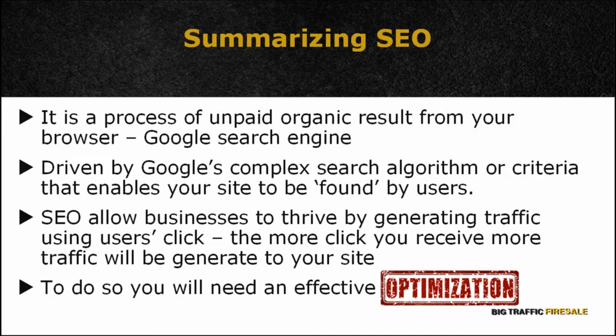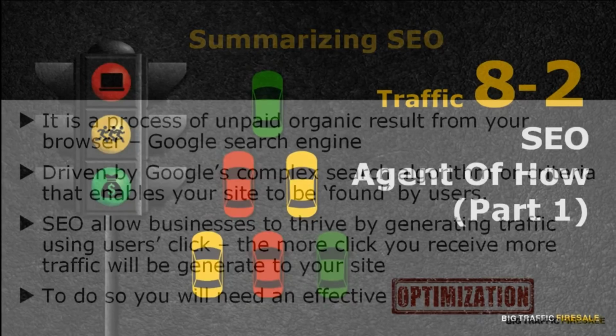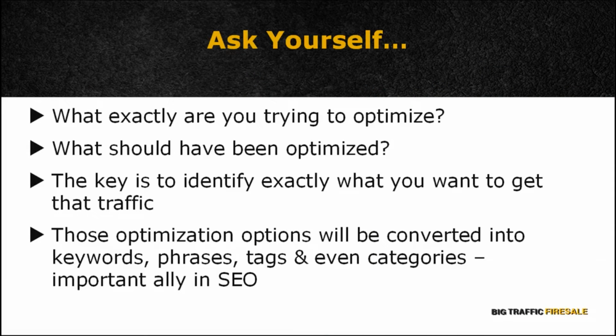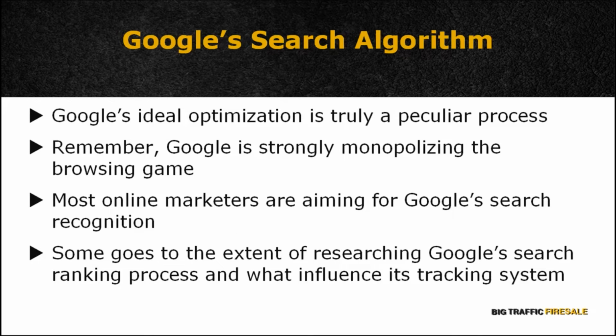To do so, you will need an effective optimization. This is where you uncover effective steps to fully optimize your site to generate traffic you desire. First off, ask yourself, what exactly are you trying to optimize? Or if you've tried SEO before and it didn't produce results, what should have been optimized? Identifying exactly what you, not anyone else, but what you want is important to get traffic, because those optimization options will be converted into keywords, phrases, tags, and even categories that in turn will be your most important ally in SEO.